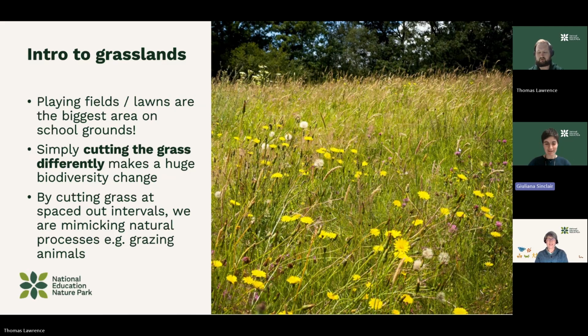So from the 22 million square meters of habitats that schools on Nature Park have already mapped, we know that playing fields and lawns are the biggest area on school grounds. So there's the biggest potential for increasing biodiversity. And happily, it's also the easiest habitat to improve, because simply by cutting the grass differently, it makes a huge biodiversity change. And what we're doing by cutting the grass differently and at spaced out intervals, we're simply mimicking what the natural processes would have been, like grazing animals moving through a pasture, for example.